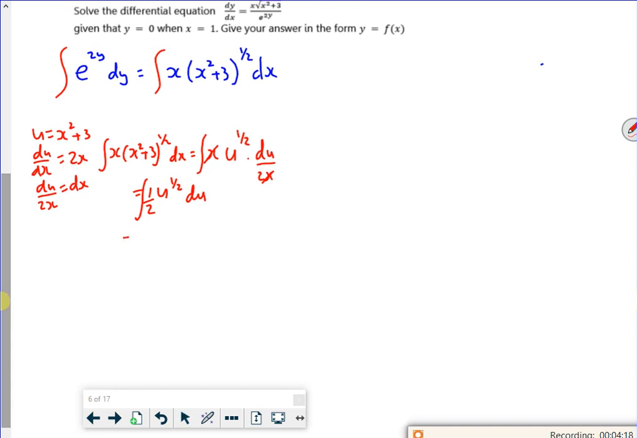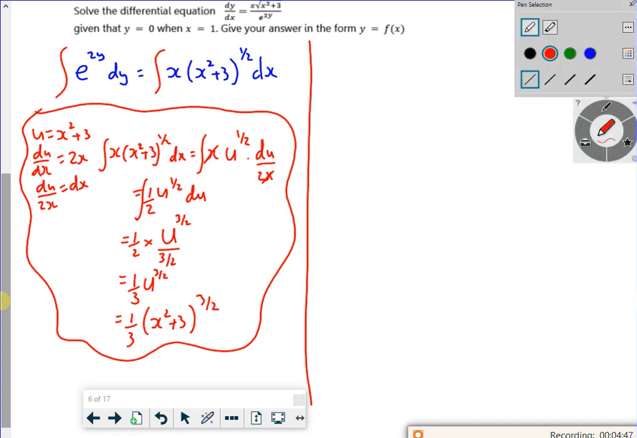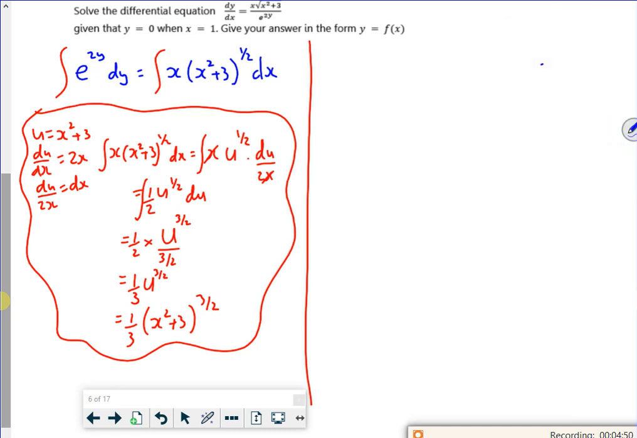So if I integrate that, it's a half times u to the, add 1 to it, so that's 3 over 2, divided by 3 over 2. The 2's will cancel, it's a third u to the 3 over 2. So it's a third x squared plus 3 to the 3 over 2, just checking that. That's right, that's cool. So all that is the right-hand side using integration by substitution. It's just the methods, and if you practice the methods, it's all right. They're just hard methods, that's all.